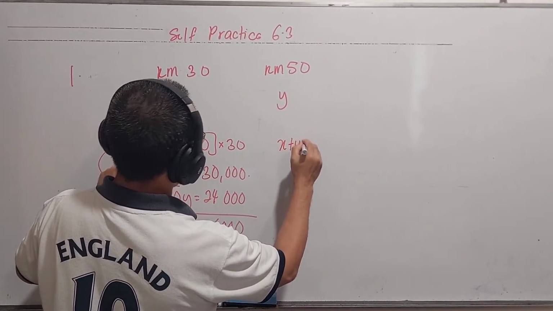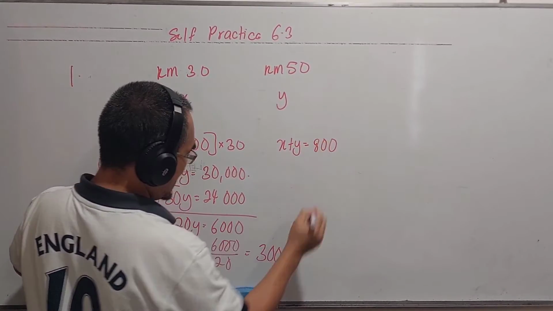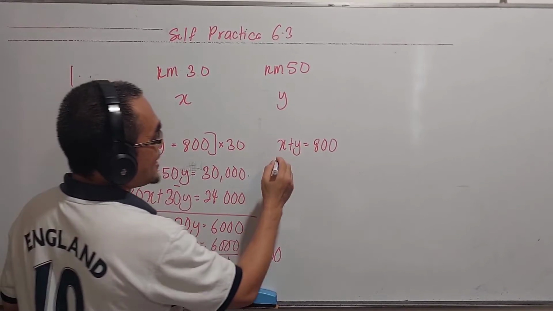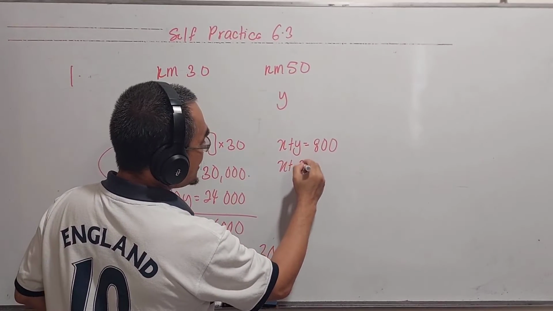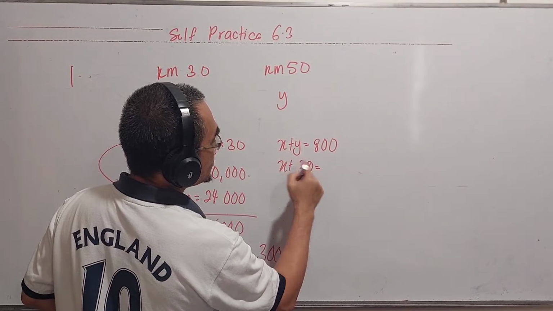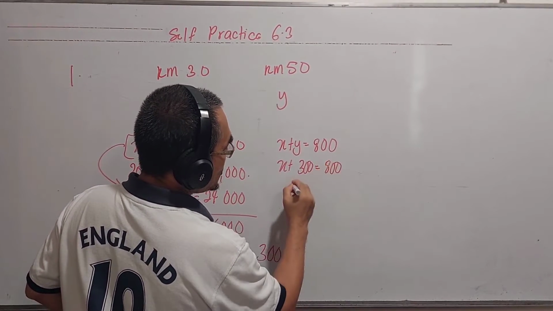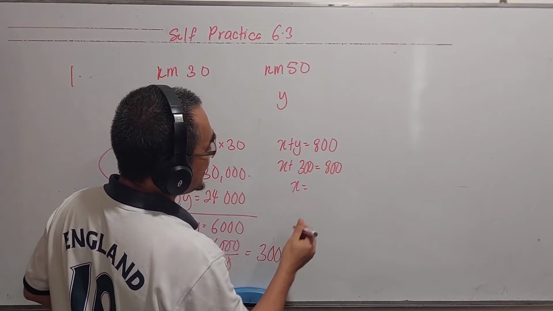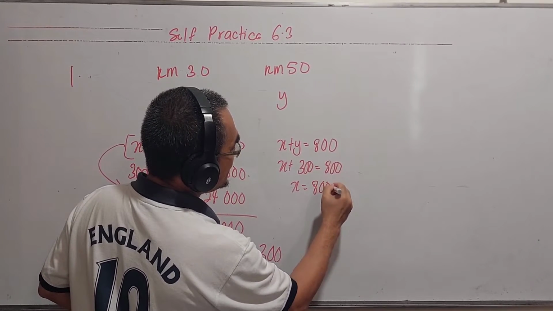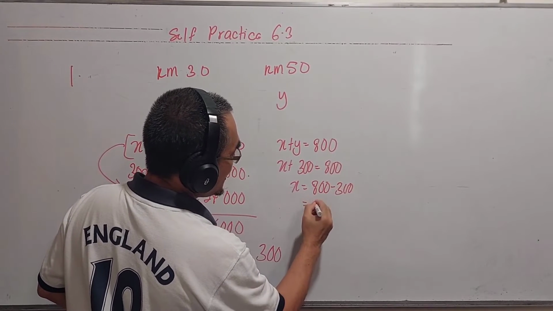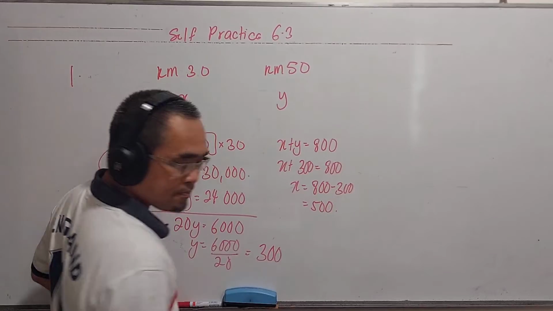And then in order to know x, I will use the first equation. X plus y is equal to 800. So I replace y as 300. So x plus 300 is equal to 800. So how many booklets for 30 ringgit will be 800 minus 300, which is 500.